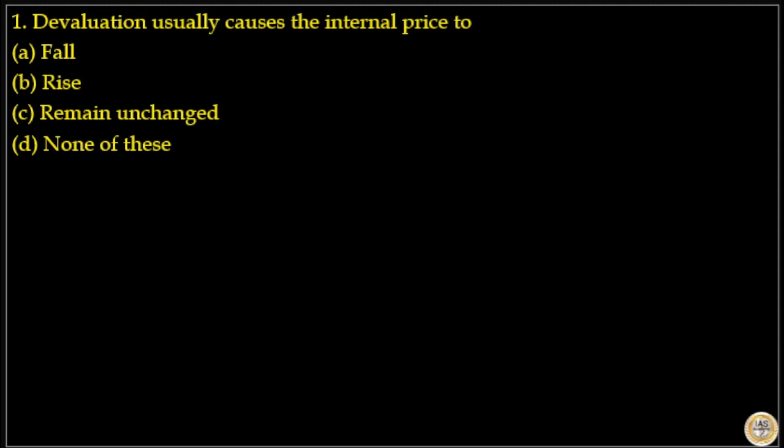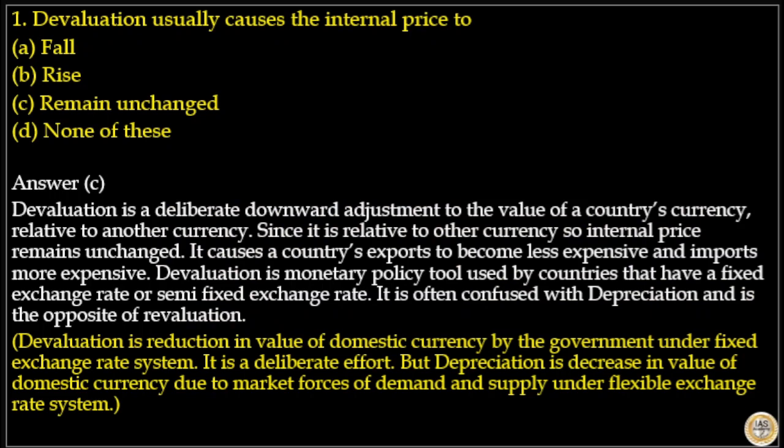Our first question is, devaluation usually causes the internal prices to, options are fall, rise, remain unchanged. Here the answer to this question is option C, that is remain unchanged. Devaluation is a deliberate downward adjustment to the value of a country's currency relative to another currency. Since it is relative to other currency, internal price remains unchanged. It causes a country's exports to become less expensive and imports more expensive.